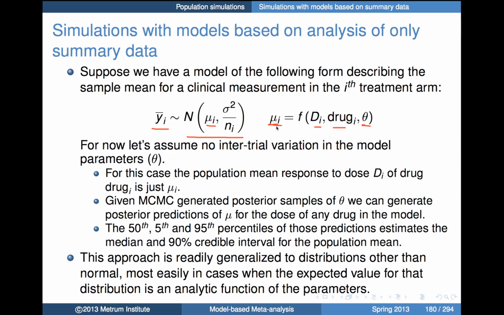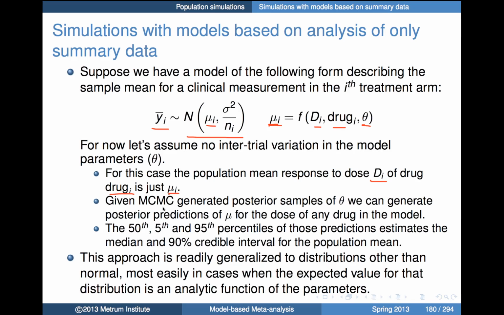So we've got a case here then where this mu sub i for this example would be our population mean for the effect of that ICE treatment. Now for our example, we're going to assume that there's no intertrial variation in the model parameters. We'll discuss the consequence of incorporating intertrial variation afterwards, but let's start out with the simpler case without it. So as I say, for this case, the population mean response to our dose i and drug i is just going to be our mu i.